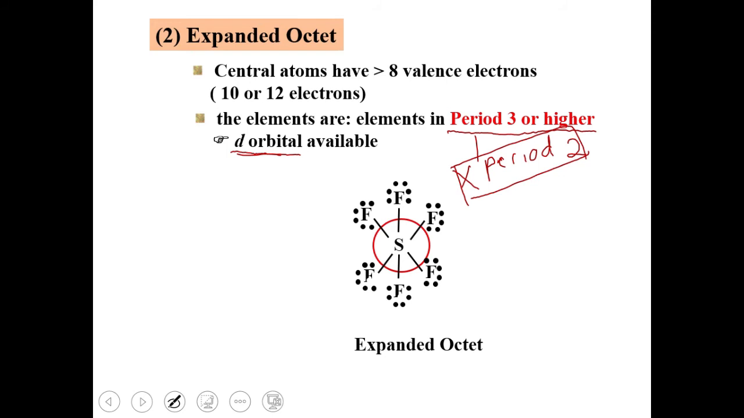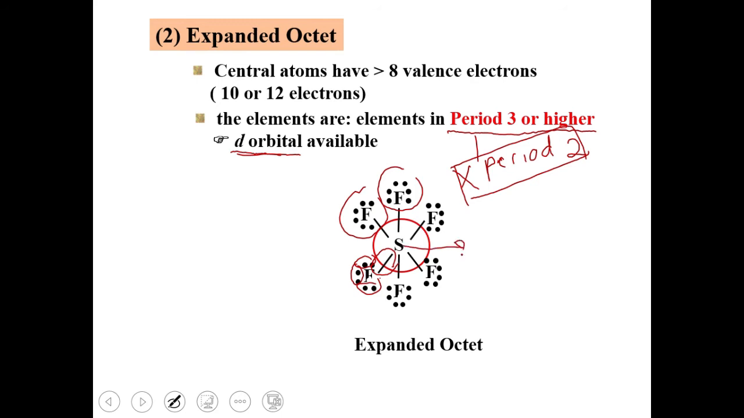So SF6. Fluorine, as you can see, each fluorine has 1, 2, 3 pairs of electrons around it. 3 pairs means 6 electrons, and 1 single bond contains 2 electrons. So the total around fluorine is 2, 4, 6, 8. So all fluorine atoms obey the octet rule.